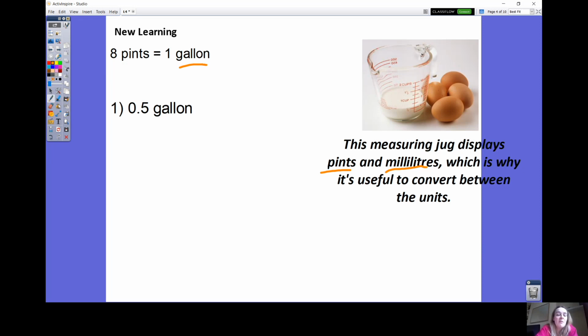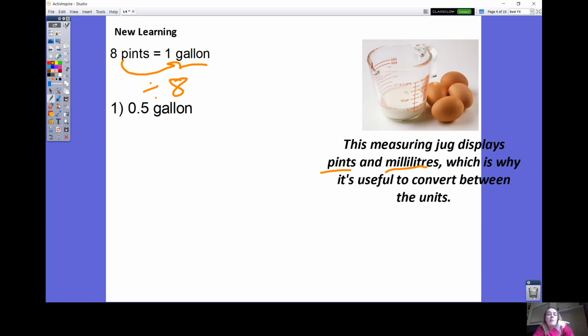Now I'm going to teach you this conversion factor here: there are 8 pints in 1 gallon, okay? So 8 pints in 1 gallon. So for this conversion factor, to go from 8 pints down to 1 gallon, you have to divide by 8, because to go from 8 to 1 you have to divide that number by 8.